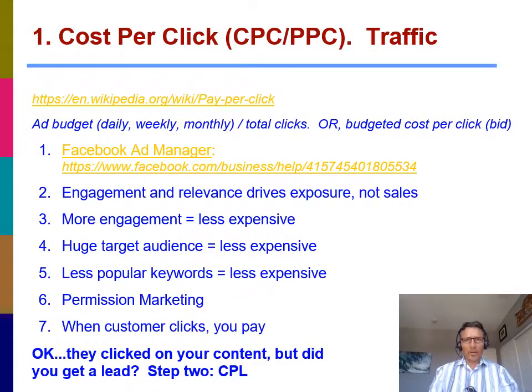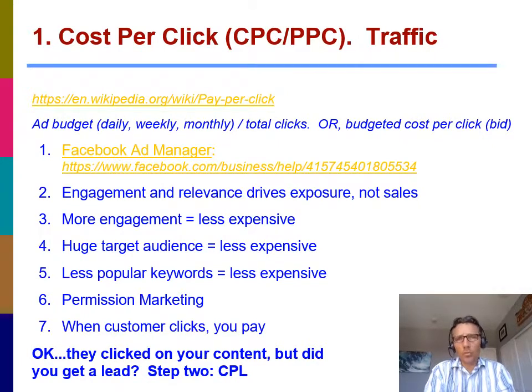And we want to remember that engagement and relevance drives exposure, not the bid price that you're willing to pay or even how much you're selling of your product. The more engagement, the more people are liking your content and liking your product, and the less expensive your cost per click is going to be. If you have less popular keywords, those are less expensive. If you have a huge target audience and not a lot of competitors, then that's less expensive.